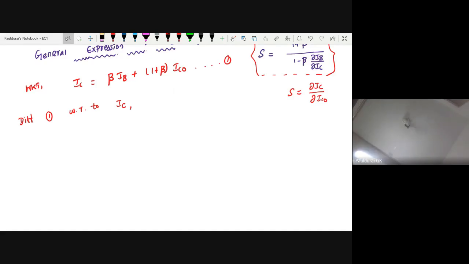So what is the differentiation of IC with respect to IC? Anyone? Differentiation of IC with respect to IC. Okay, which is equal to 1. Here beta is constant. So what will happen to IB? Differentiation of IB with respect to IC. Okay, plus this 1 plus beta is a constant. So what will happen to ICO? Differentiation of ICO with respect to IC. Any doubt?